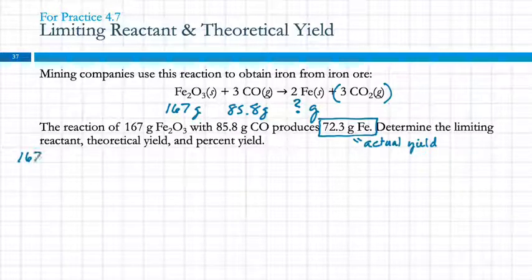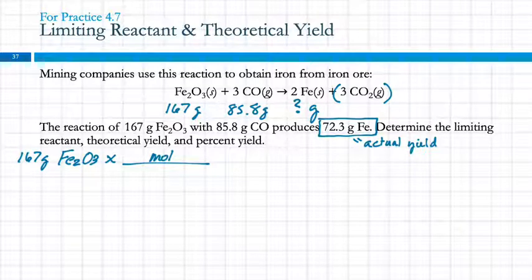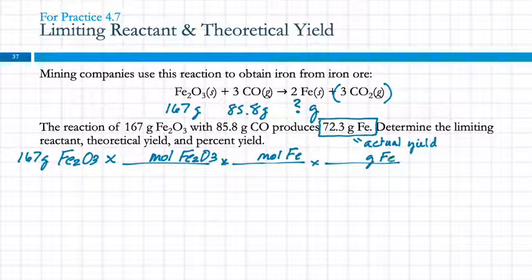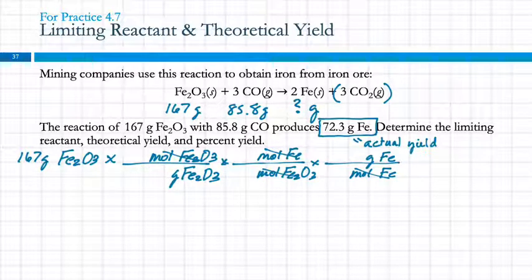So 167 grams of Fe2O3 times, I'm going to go grams to moles, and then to moles of what I'm trying to find, moles of Fe, and then to grams of Fe. All the units in place. Then I can put in the numbers.